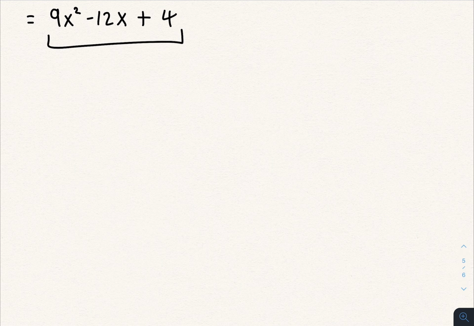Another one you've probably seen before is a situation where you have a plus b times a minus b. So the terms look the same, but the signs in between them are different. So this can be rewritten as a squared minus b squared.